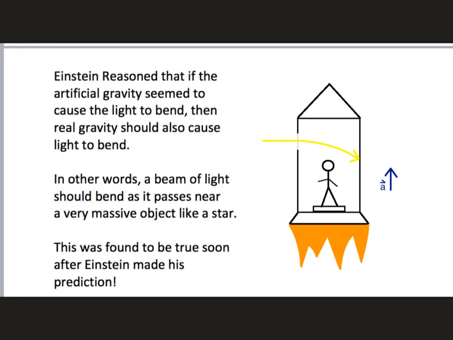So one of the things that Einstein reasoned out was he argued that if this artificial gravity caused by this non-inertial frame of reference causes the light to bend, then real gravity should cause light to bend too. In other words, a beam of light should bend if it passes by something really heavy, like a star. And in fact, almost as soon as Einstein made that prediction, people looked for it and they were able to measure that. In fact, that is what happens. When a beam of light passes by a star, it bends because of the gravity of that star, which is actually pretty darn cool.